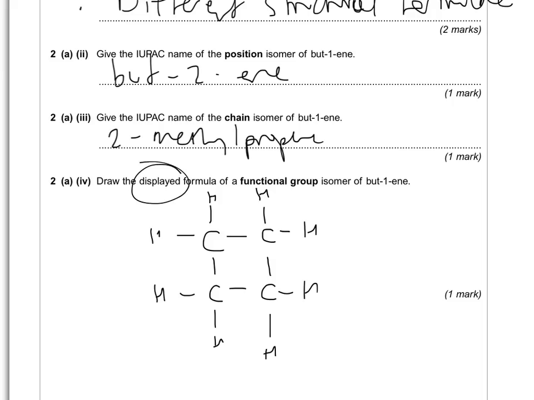So if they ask you for the displayed formula, you must make sure you provide them with one. If you don't draw one of the bonds and draw it as a kind of structural formula instead, you will lose that mark because you haven't done what they've asked you to do.